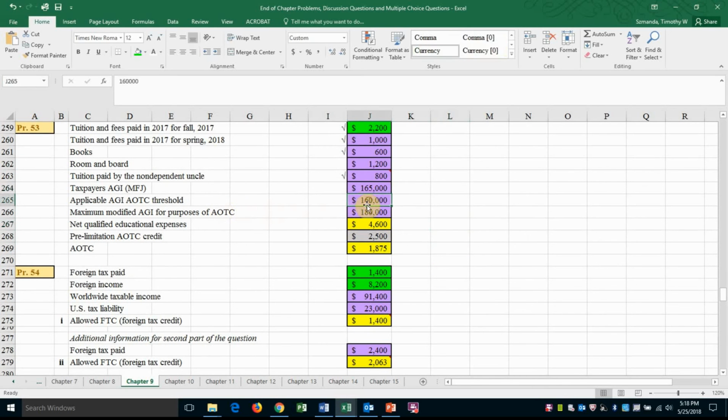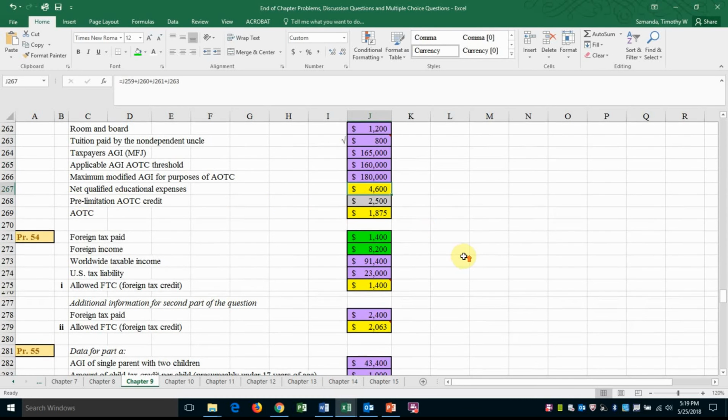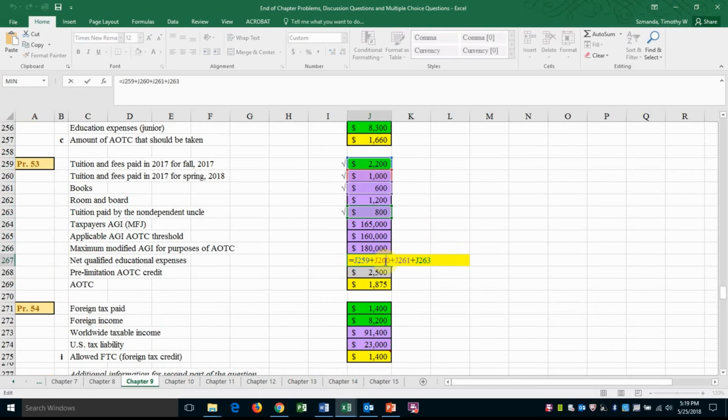Okay, we're given these larger adjusted gross income amounts for this couple filing jointly. So the next question is, once we get the data in, that's kind of given to us, we need the net qualified education expenses. So what I did here then is I just included the amounts that are checked, those qualified expenses, and just added them together. 2,200 using my data, plus 1,000, plus 600, plus the 800. So those are the net qualified expenses.